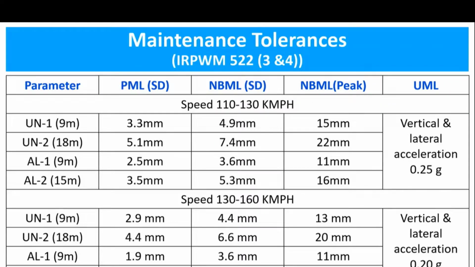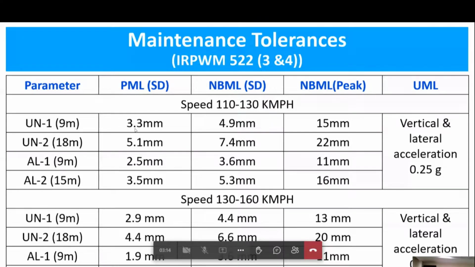Similarly, the maintenance tolerances also have been laid down in two bands, 110 to 130 kmph and 130 to 160 kmph. You can see here the values are quite stringent. They are standard deviation based also and peak based.